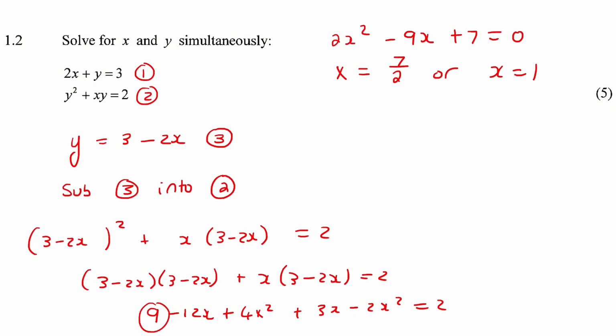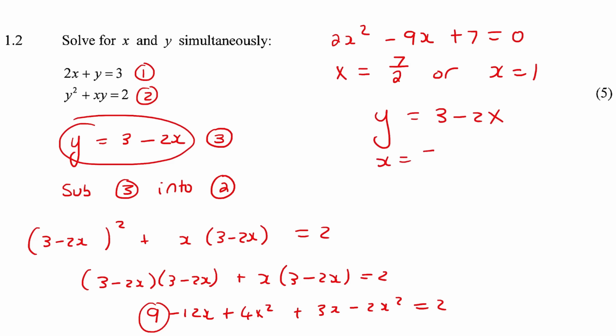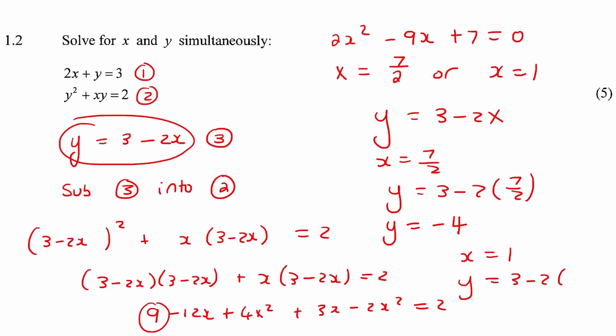Now we just need to go find the y values. And so to find the y values, we can come back to here. So we know that y is 3 minus 2x. So when x is 7 over 2, then we can say y will be 3 minus that over there. And so that would end up giving us negative 4. Okay? And then when x is equal to 1, this one over here, then we can say y is equal to 3 minus 2 times 1, and so y is 1.